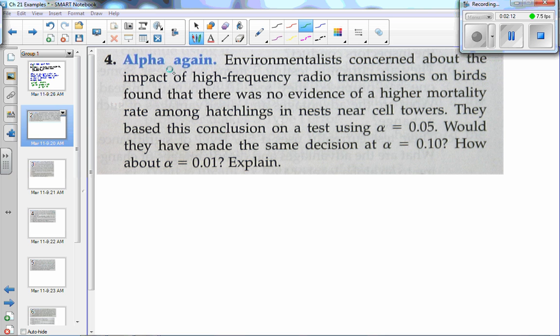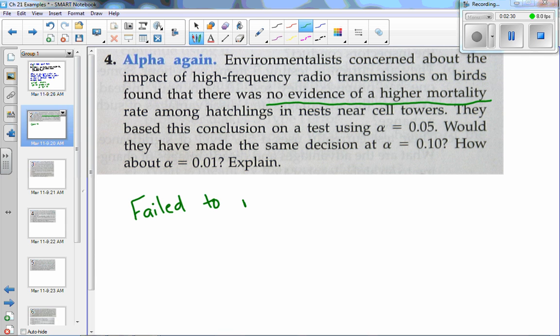All right, so what is this basically saying then? We're told in the problem that they found that there was no evidence of a higher mortality rate. That means that they would have failed to reject H naught because they found no evidence. So if they failed to reject H naught and they were using an alpha level of 0.05, then that means that their p-value was greater than 0.05. So we know that much.